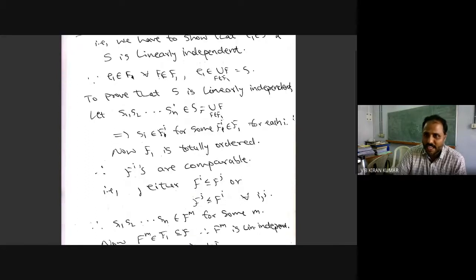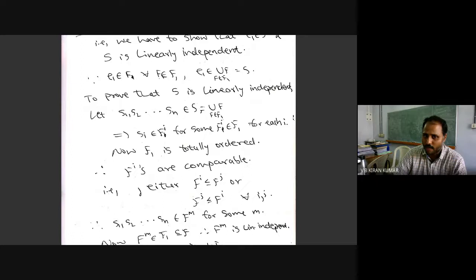To prove that S is linearly independent, that is also easy. You start from finitely many elements, s1, s2, etc., sn belonging to S. Being in S means being in the union. Therefore, each of them will be in some member of F1, say si will be in Fi for some i. But remember that the elements in F1 are totally ordered, so they are comparable to each other. So you can list them as a chain.